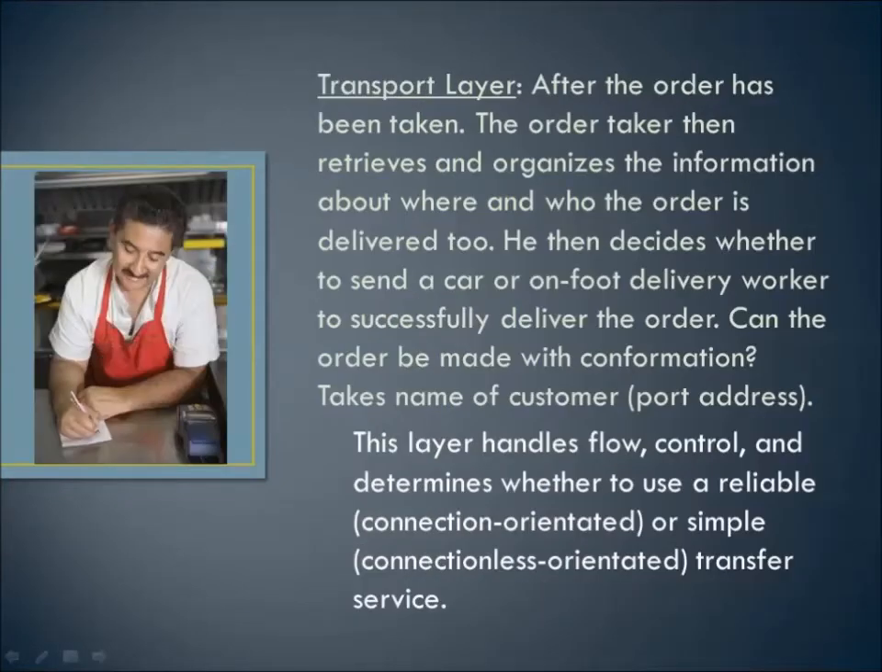Transport layer. After the order has been taken, the order taker then retrieves and organizes the information about where and who the order is delivered to. He then decides whether to send a car or on-foot delivery worker to successfully deliver the order. Can the order be made with confirmation? Then he takes the name of the customer, which is like the port address. This layer handles flow control and determines whether to use a reliable, connection-oriented, or simple, connectionless transfer service.